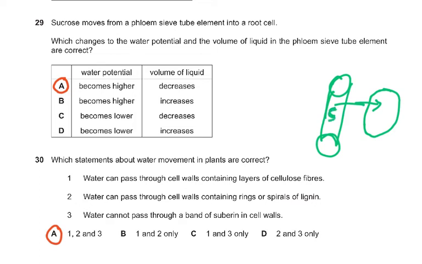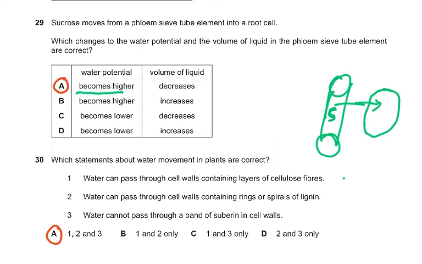When the sucrose is moving out, the free water molecules are going to increase, so the water potential becomes higher. But only sucrose has moved out, so the volume of the liquid is going to decrease. Water potential will become higher because the solute is moving out, and the volume of liquid is going to decrease because all the solutes are moving out.